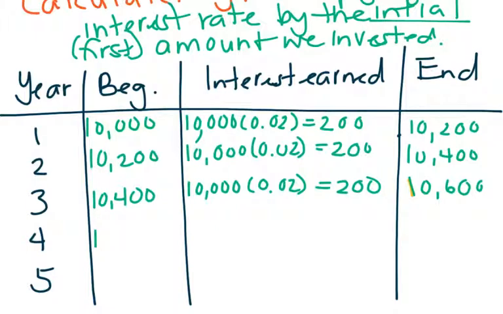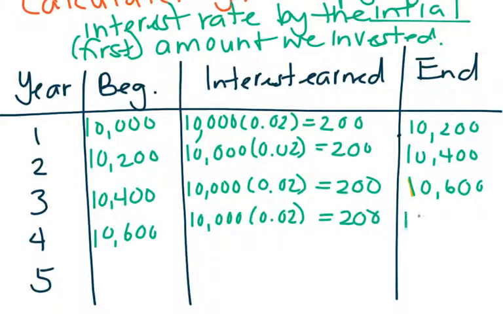Sorry, try to pause the video and see if you can fill these 2 lines in on your own. So here we go. At the beginning of the next year, we've got 10,600 because of this number right here. We're going to calculate our simple interest. 10,000 times 0.02. We know that that is 200. Add those 2 numbers together, we've got $10,800.